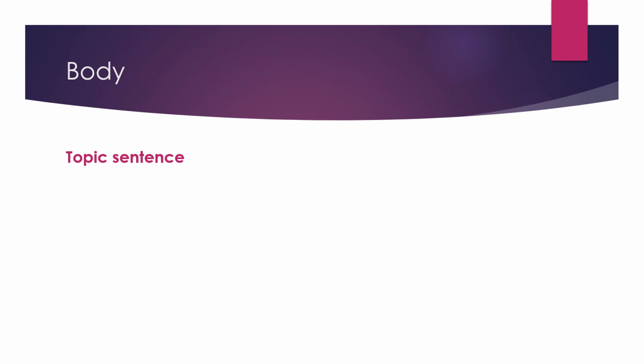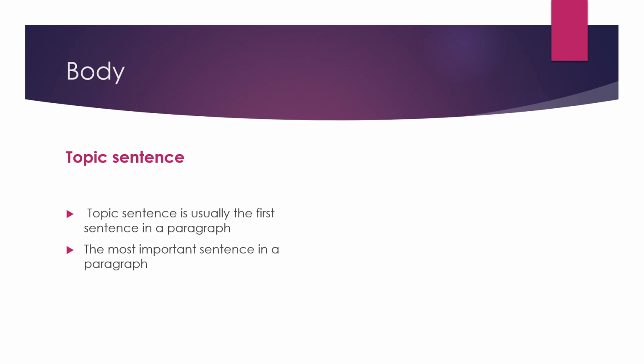Now, what is a topic sentence? The topic sentence is usually the first sentence in a paragraph, so it comes first. As we said, usually, sometimes it may come second. And it is the most important sentence in the body paragraph, in the paragraph. So the topic sentence is one of the arguments you have mentioned in the blueprint, and it summarizes the information in the paragraph.